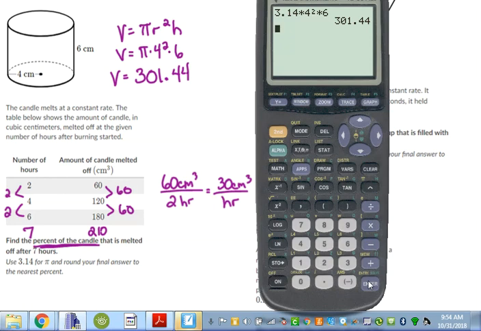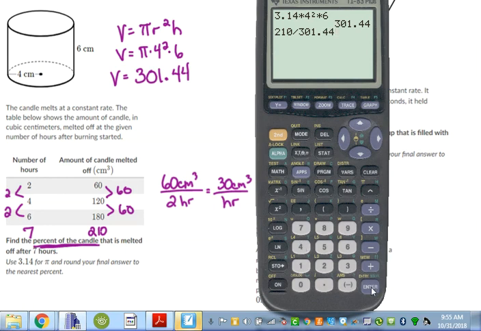Find the percent of the candle that is melted off. So after 7 hours, 210 cubic centimeters is melted off out of our total original amount. And we want that as a percent, so we multiply by 100. It says round to the nearest percent. So the nearest percent here would be 70%. So 210 over the 301.44 times 100 is where we got that 70% from.